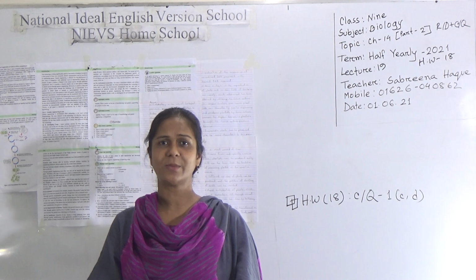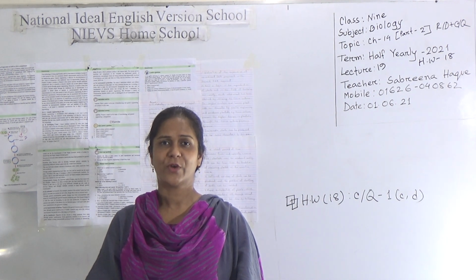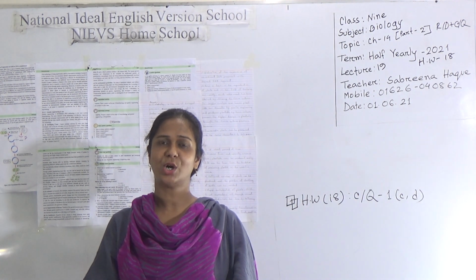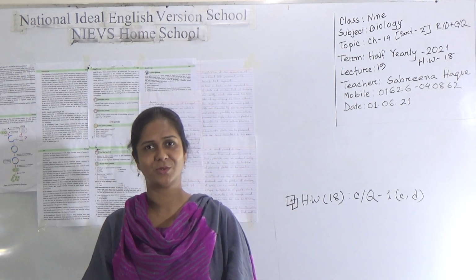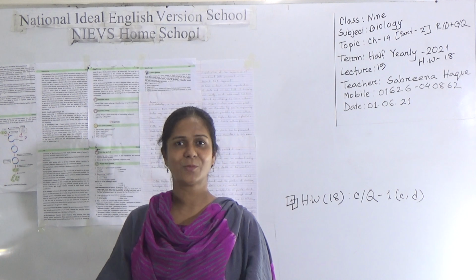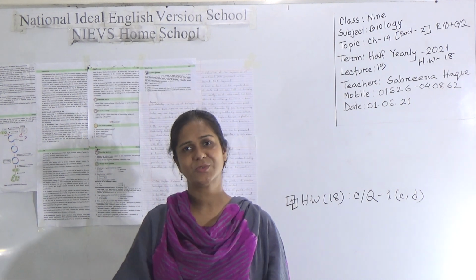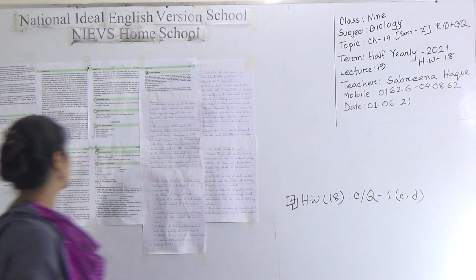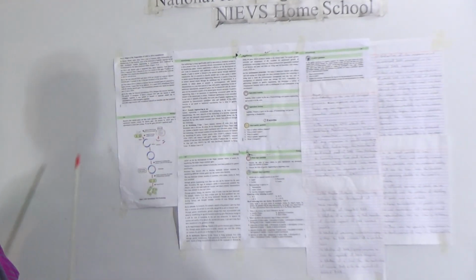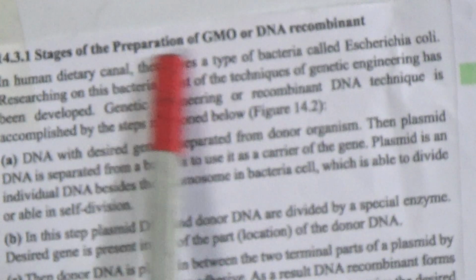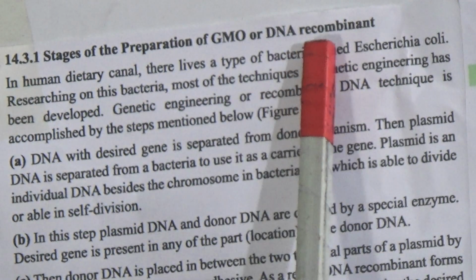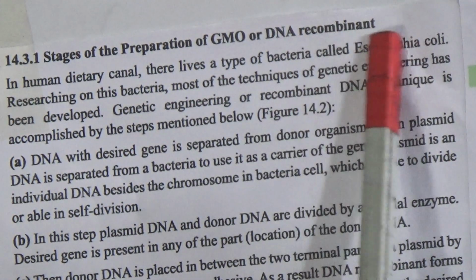Dear students, today I am going to take a biology class for class 9 students, based on chapter 14. This is part 2 of the chapter, and along with part 2 we will discuss the creative questions of this chapter which belong to the exercise. So let us move forward to today's topic. The name of the chapter is biotechnology. Today we will start 14.3.1, the stages of the preparation of GMO or DNA recombination.